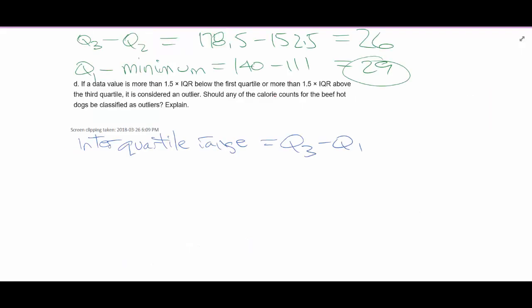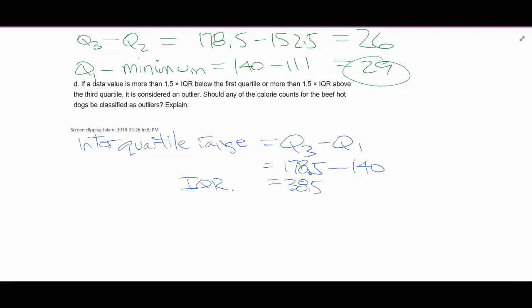Okay, so in order for us to find if there are any outliers, we have to multiply the interquartile range by 1.5. So first of all, let's calculate the interquartile range, which is going to be Q3 minus Q1. Now Q3 is equal to 178.5 minus Q1. Q1 is 140. So that's the difference of 38.5. That's your interquartile range, or IQR.